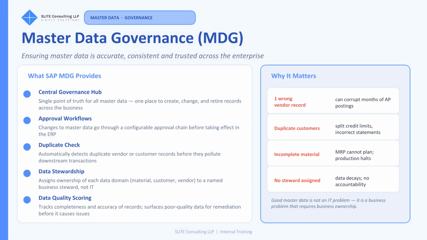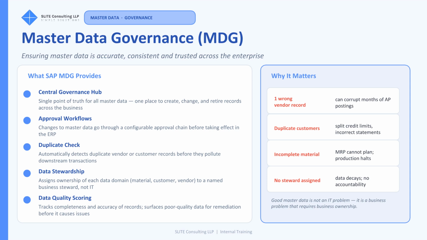SAP's Master Data Governance tool, MDG, provides a central hub for creating and maintaining master data across the enterprise, with approval workflows, duplicate detection, data stewardship, and data quality scoring. On large SAP programs, a dedicated master data workstream runs in parallel with the functional configuration workstream, because poor master data at go-live is one of the most common causes of post-launch operational problems.